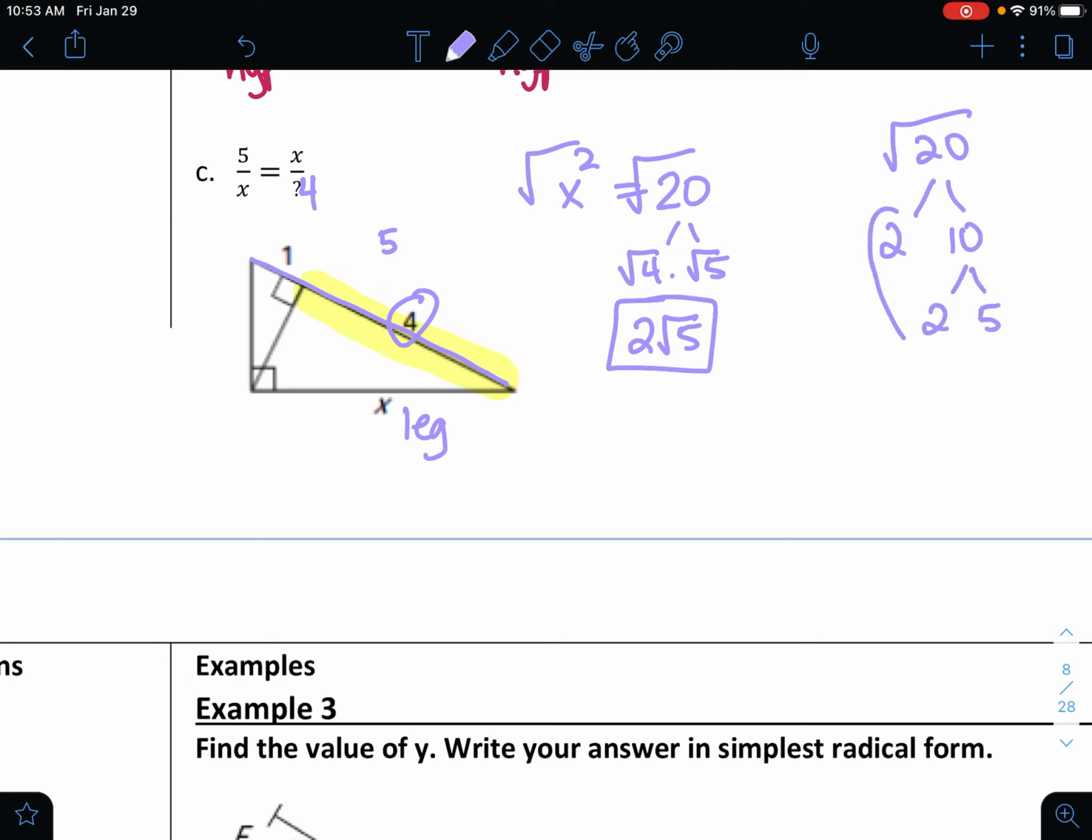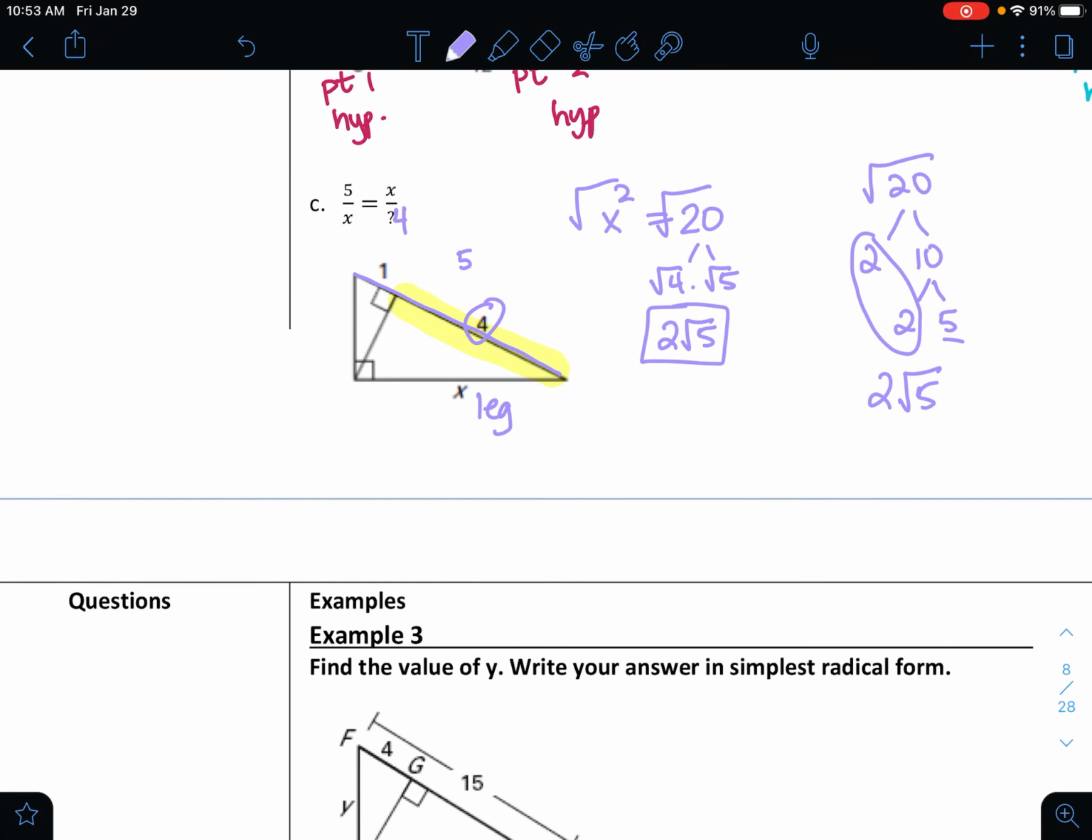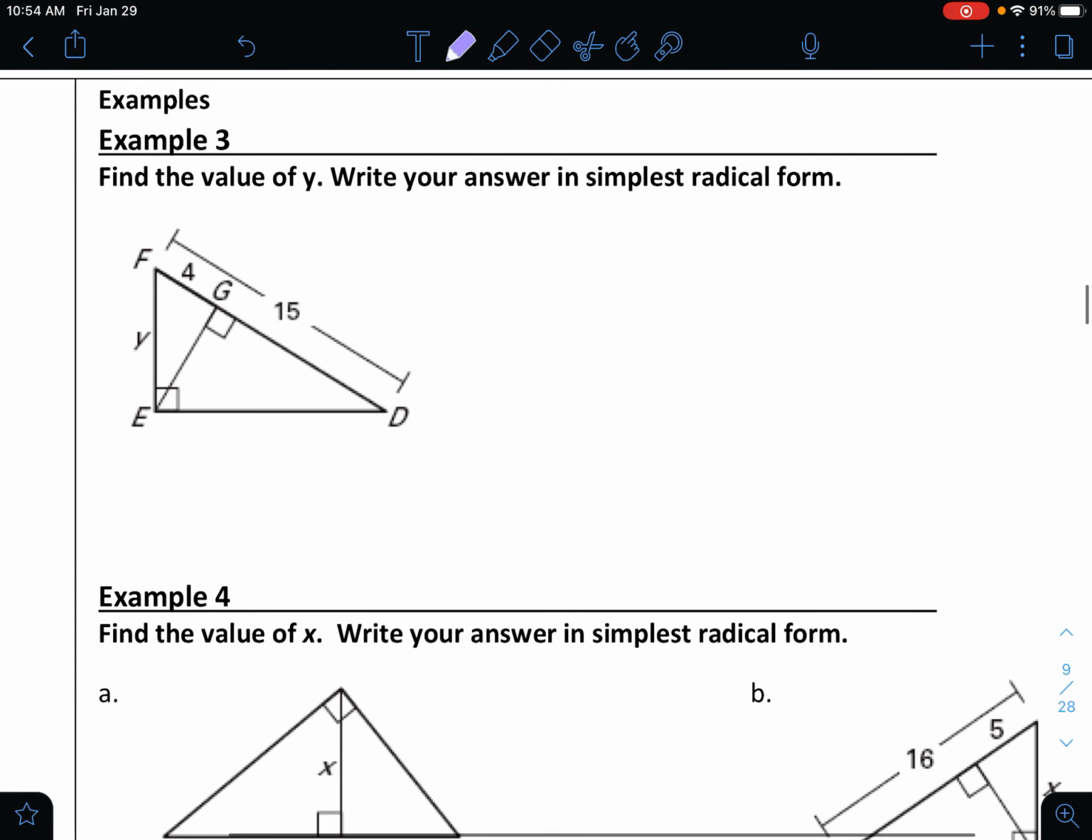Factor tree method, I'm going to do 2 times 10, and then 2 times 5. Okay, there is my pair of 2's, and then my standalone 5 has to stay under the radical. All right, so we're going to be using simplifying radicals a lot this section, so continue to work on the method that you like best. All right, let's look at the next one.